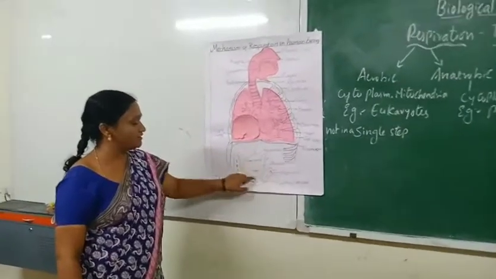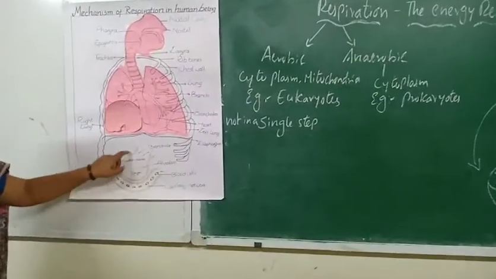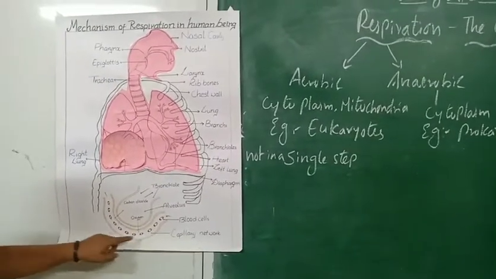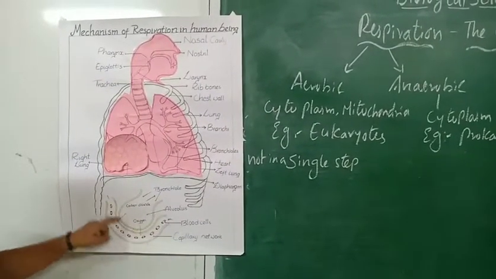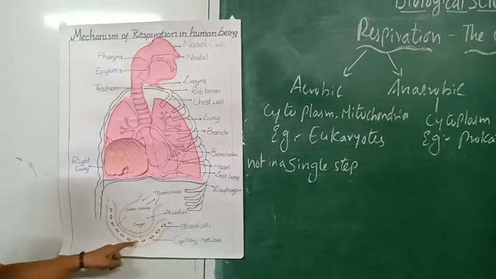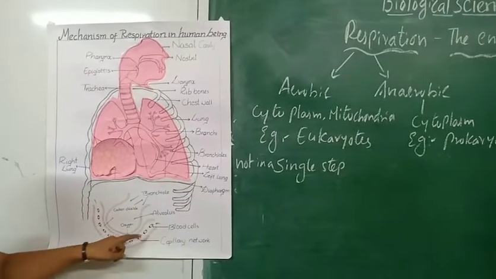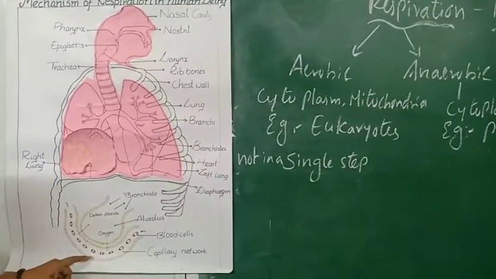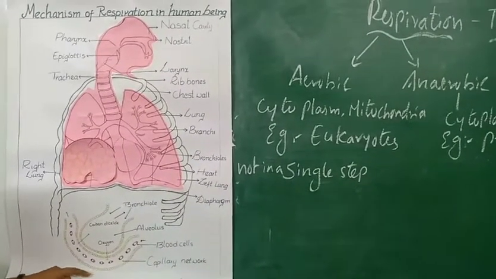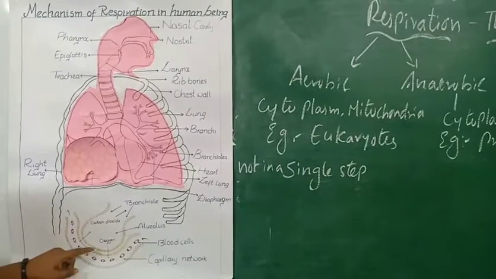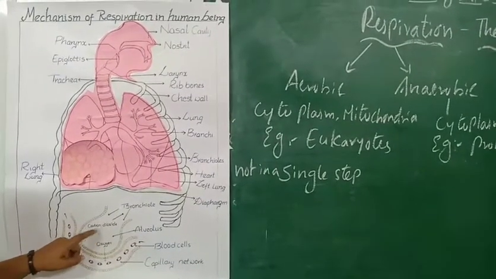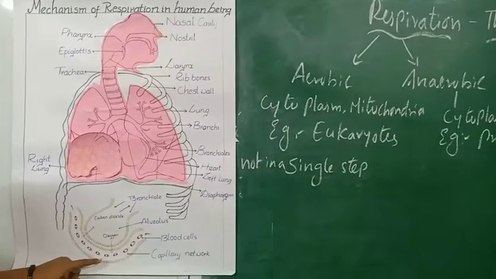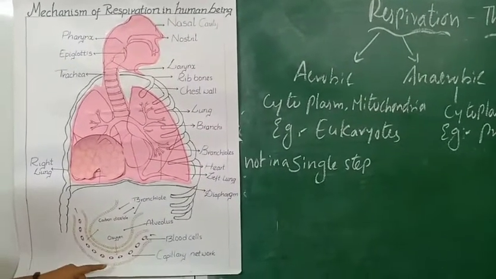The alveolus is one cell thick, and surrounding the alveoli we observe blood capillaries. The walls of the blood capillaries are also very thin, and these capillaries contain deoxygenated blood. That deoxygenated blood is dark red in color and has a higher amount of carbon dioxide. Inside the alveoli we observe more oxygen and less carbon dioxide, whereas in the blood capillary we observe more carbon dioxide and less oxygen.